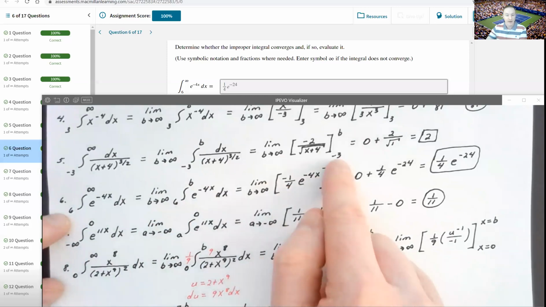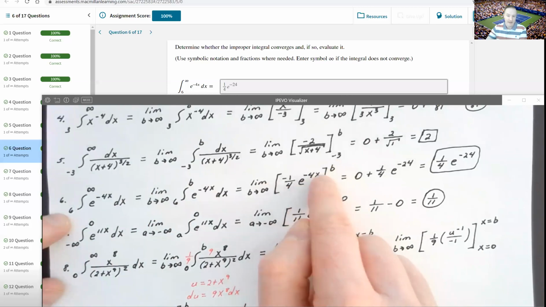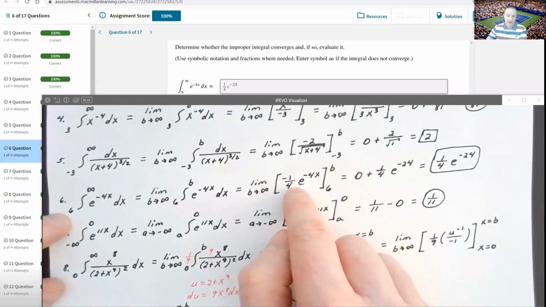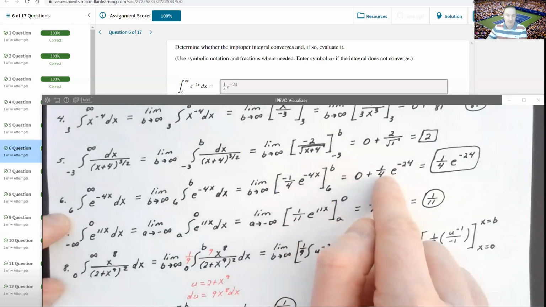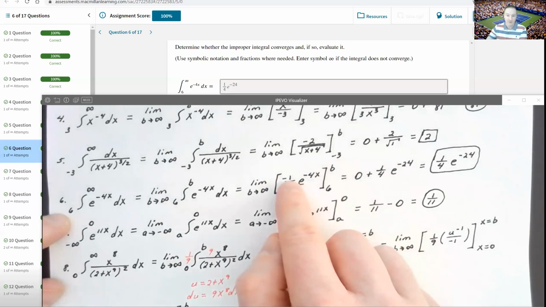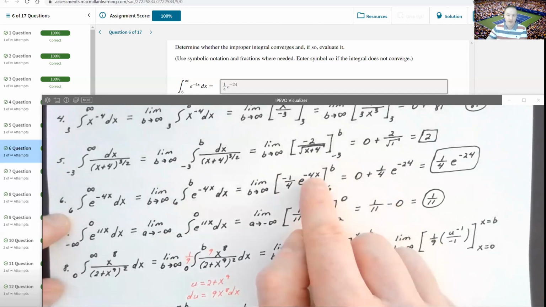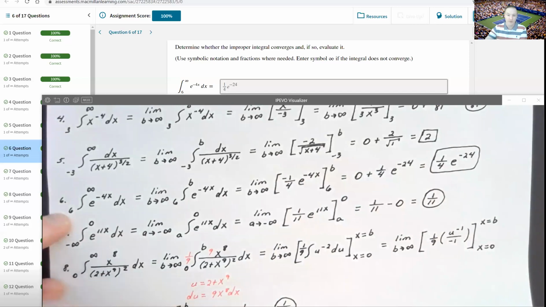Now, when you're evaluating this, when you plug in that number approaching infinity, you're going to have e to the negative infinite power. That means you're going to have e to the infinity in the denominator. 1 divided by 4 times infinity goes to 0. Now, your second term from your lower limit, you'd say, well, subtract the lower limit, minus a -1/4 becomes plus 1/4, and then you'll have e to the -24th. You got your positive 1/4 e to the -24th. Final answer there.